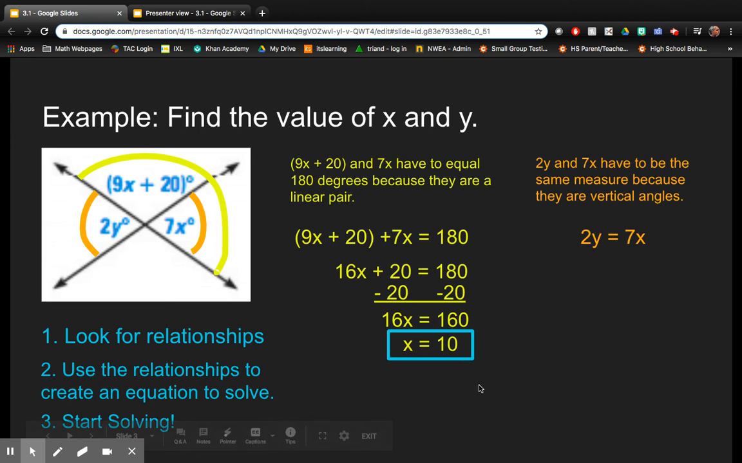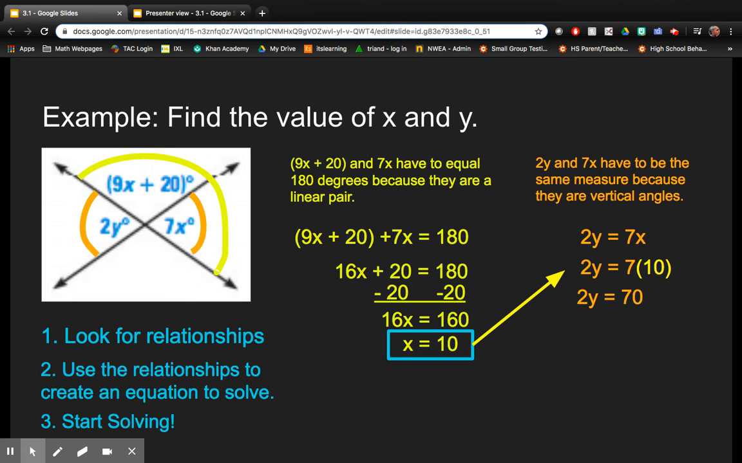That value of x is going to help me solve my orange equation, 2y is equal to 7x. Because now I can solve for y by substituting 10 in for x, leaving me with 2y is equal to 70. Dividing by 2 leaves me with y is equal to 35. And now I found the measure of both x and y.